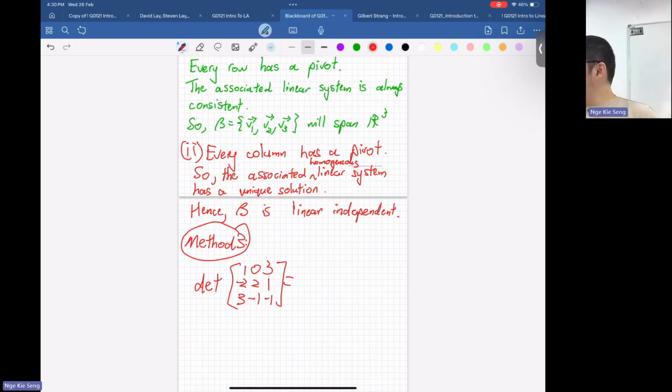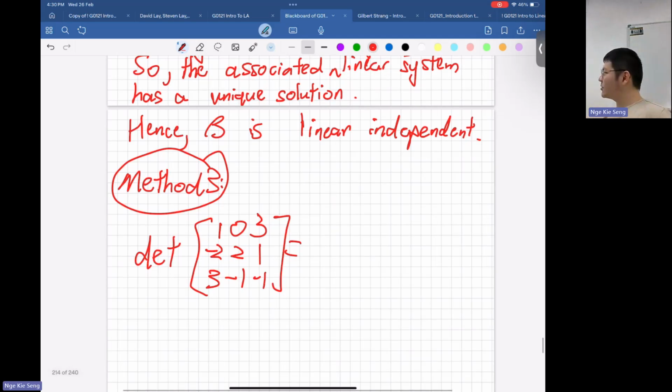Xingyu, can you try and help us compute this quickly, since you spent so much time learning this? Can you quickly compute what this determinant is? Which way are you going to use? There are a few ways we learned, right? We use cofactor expansion or elementary row operations. Which one is faster?